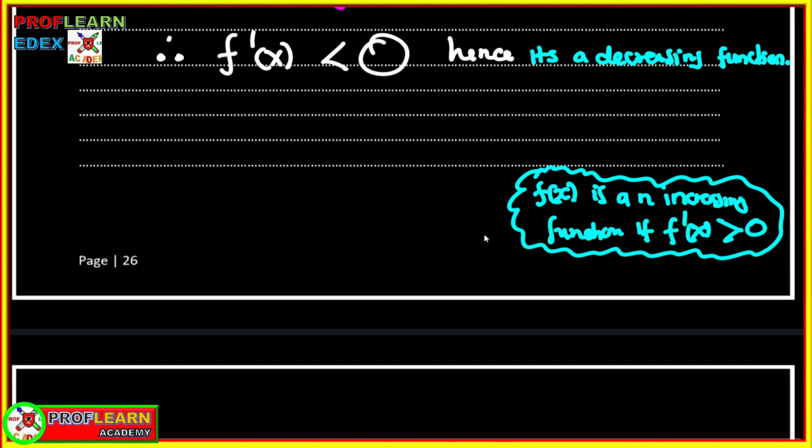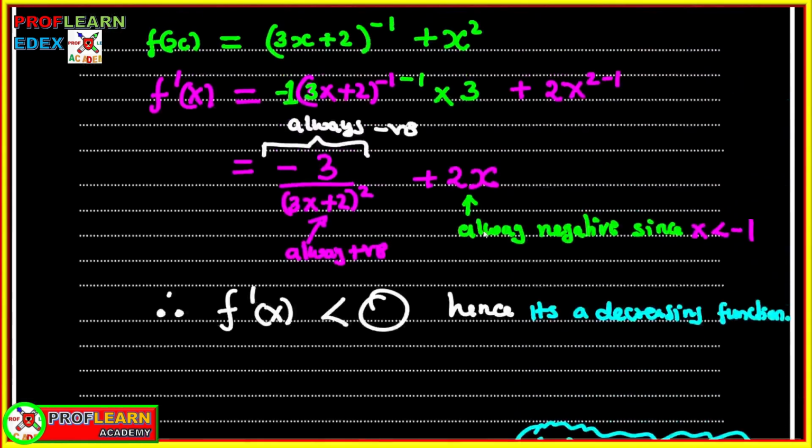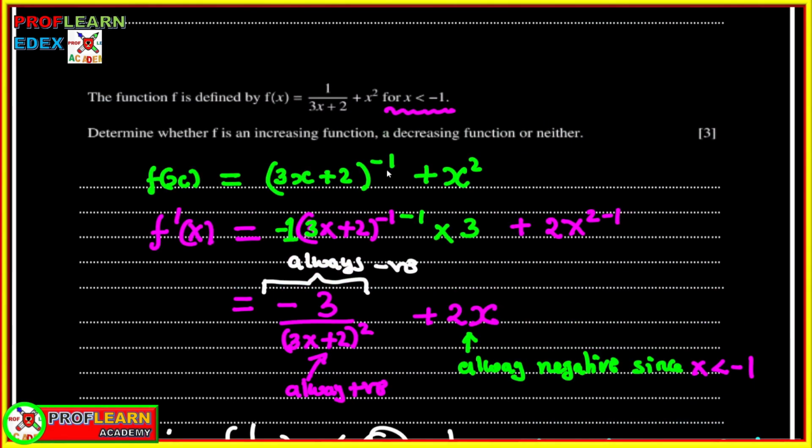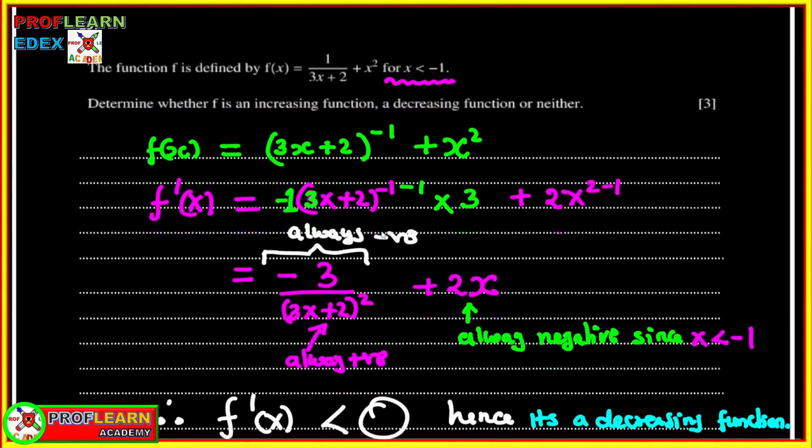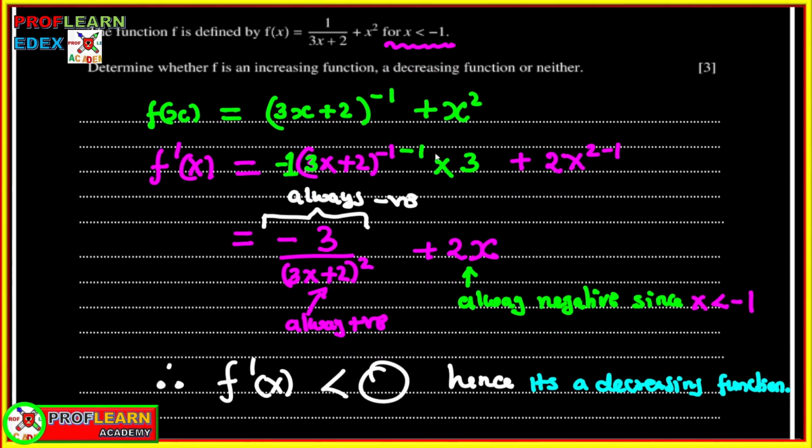So if the gradient function is fully positive, it's an increasing function. If it's fully negative, it's a decreasing function. Let's see what's happening here. If you differentiate this, you are going to get this part, and you see now it's going to be negative 3 over (3x plus 2) squared.